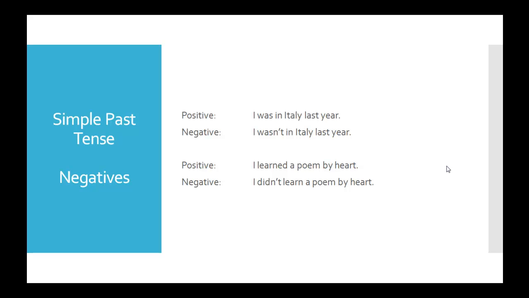For all verbs other than the verb to be, we follow a different rule. If a sentence says, I learned the poem by heart, to make a negative sentence, we need to use the auxiliary verb to do in the past tense, which is did. Then we put not, and after that the main verb in its infinitive form. I didn't learn the poem by heart. If a sentence was, she played with her cat, then the negative form would be, she did not play with her cat, or with the contracted form, she didn't play with her cat.